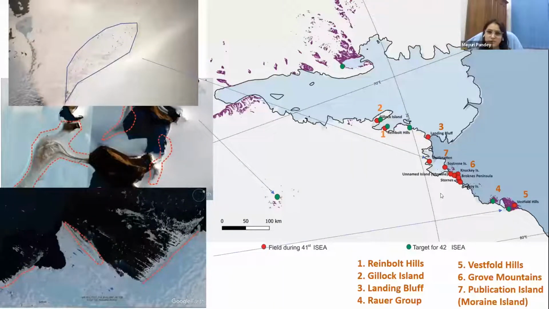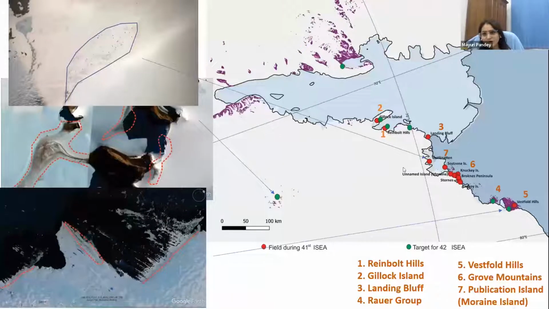If you see, the fieldwork started from the West Pole Hills till the Gilnock Island. The red mark shows the fieldwork which has been carried out in the 41st Indian Scientific Expedition to Antarctica. The areas were decided based on the Google Earth images shown here. These images show the presence of moraines, which have been marked in these areas. So based on this identification of the morainal areas, we carried out the fieldwork.